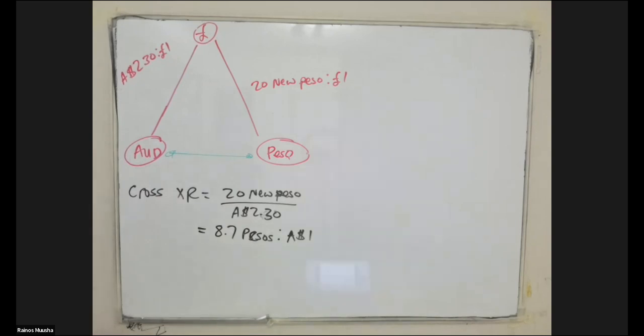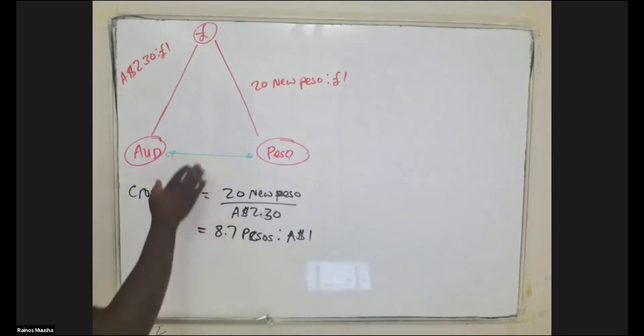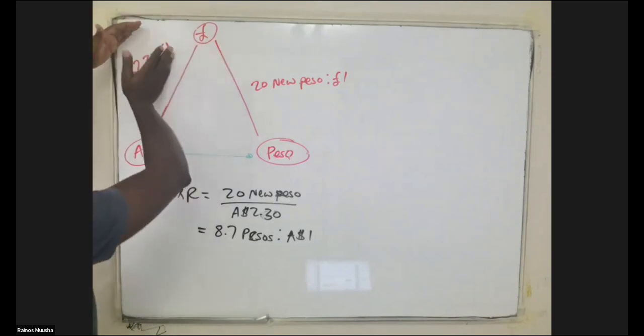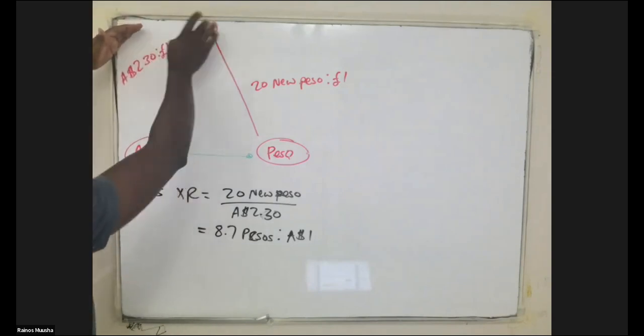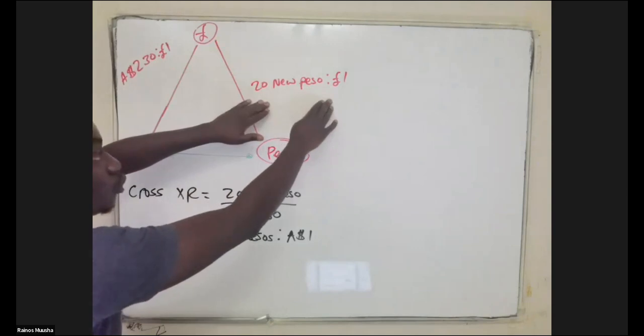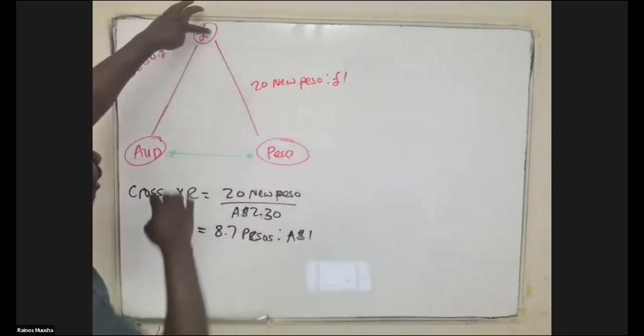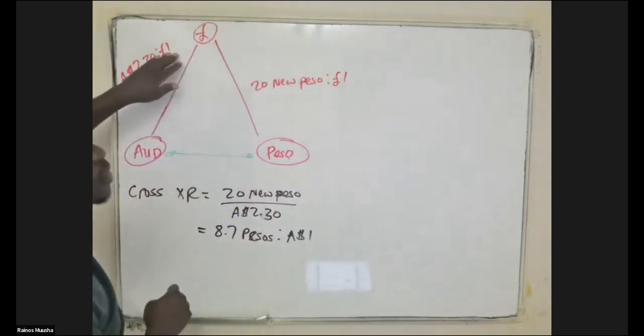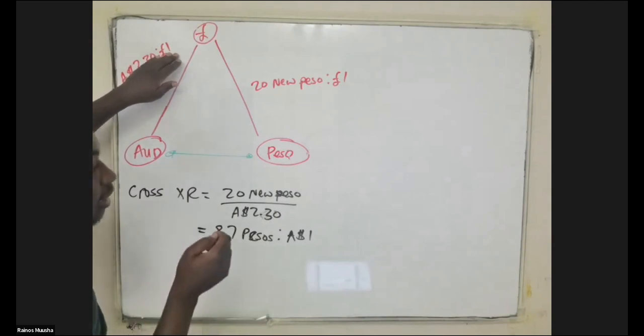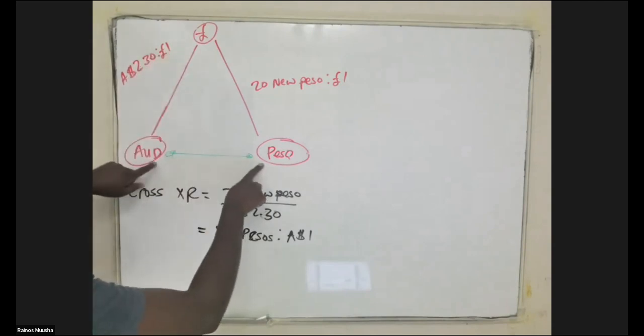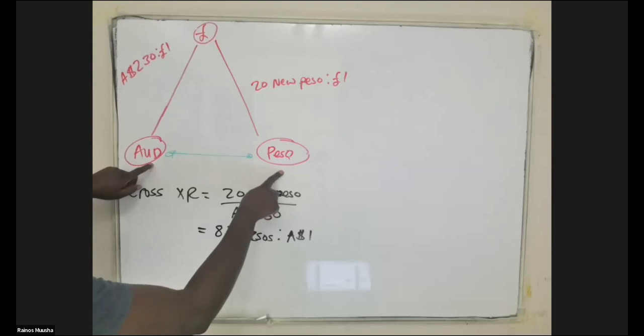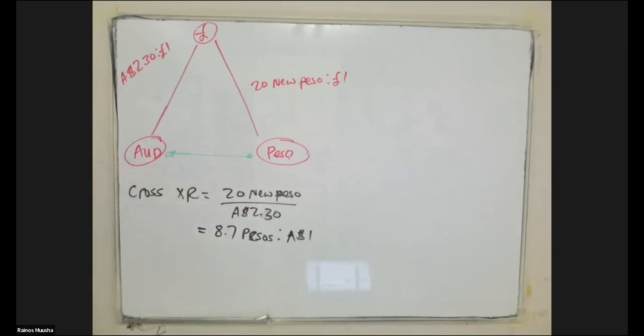Are we on the same page on how we are able to determine the cross exchange rate between the currencies? Remember, you are given the exchange rate between the Australian dollar and the common currency, and the new peso and the common currency. The common currency in this case is the British pound. So you're trying to find out what the exchange rate would be between these two currencies, which is not given. That's what we're trying to determine with the cross exchange rate.